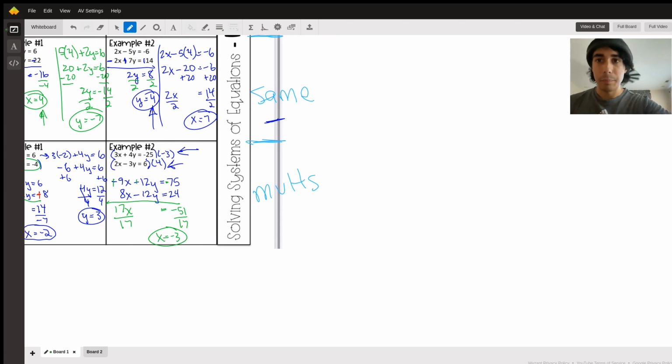And then, as always, we're going to plug that back in and solve for y. I'll plug it into the bottom one this time. So we're going to have 2 times negative 3 minus 3y equals 6. 2 times negative 3 is negative 6. Minus 3y equals 6. Add 6 on both sides. You'll get negative 3y equals 6 plus 6, which is 12. Then we can divide by negative 3, and you're going to get y equals negative 4.